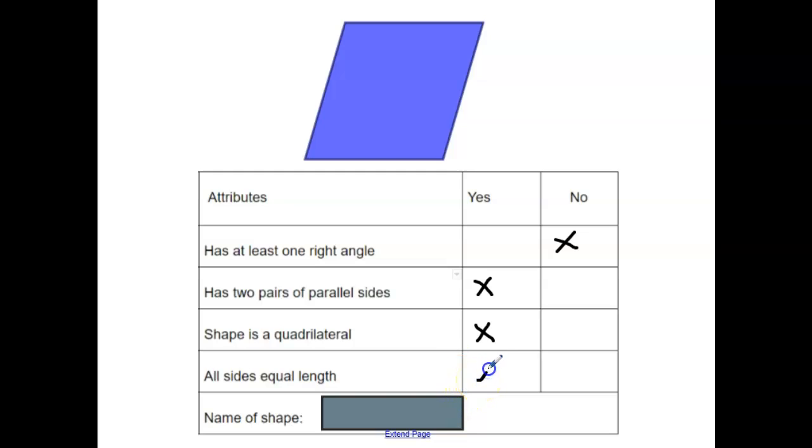Okay, so now would be a really good time to have out your polygon resource so that you're able to classify the shape with me. Pause the video and determine the name of this shape. Oh my goodness, great job. This shape is a rhombus because it doesn't have right angles, but it is a parallelogram. It has two pairs of parallel sides, and it's a quadrilateral, and all of the sides are an equal length.